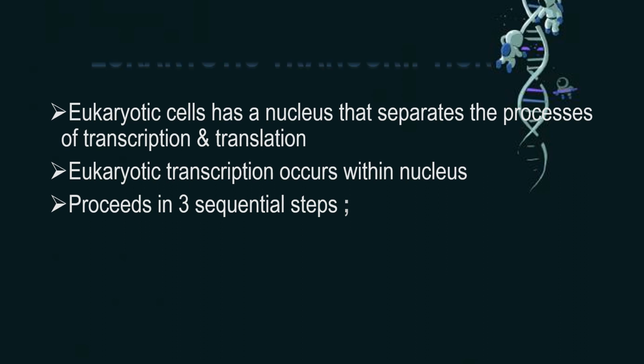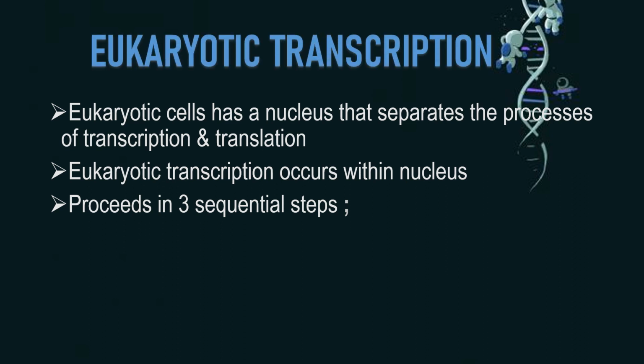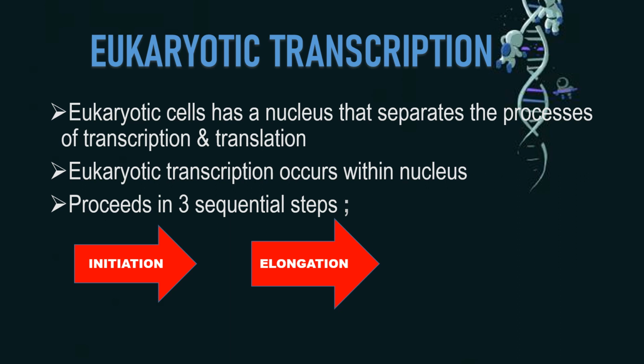As we know, the eukaryotic cell has a nucleus, so it separates the process of transcription and translation. Transcription occurs within the nucleus and translation occurs within the cytoplasm. And eukaryotic transcription proceeds in three sequential steps, that is initiation, elongation and termination.